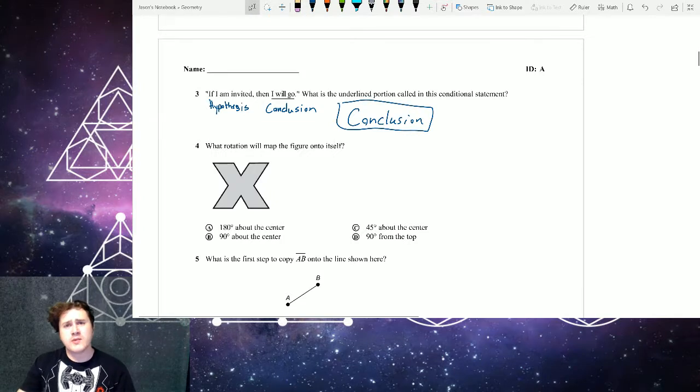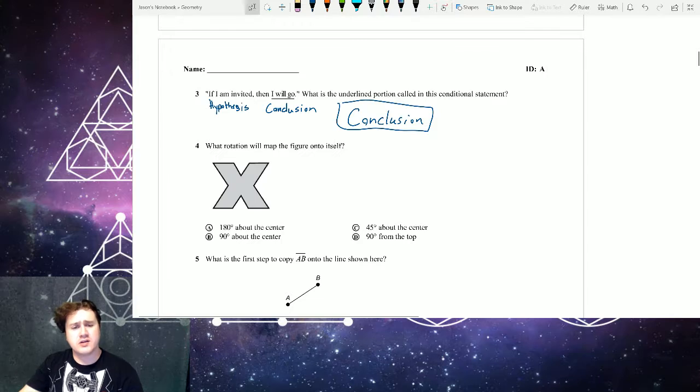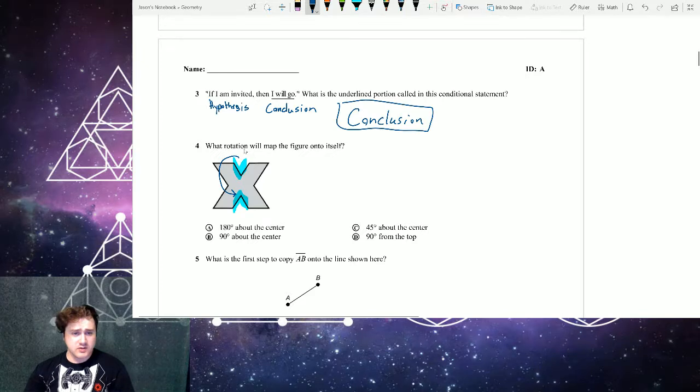Moving on to number 4, it says what rotation will map the figure onto itself. With this one, you have to look carefully at the problem. Notice that this doesn't match up very well with the side here, but it does match up perfectly with the one on the bottom. So to get this side to meet the bottom, we have to turn it upside down. Turning it upside down is a 180 degree rotation. So we are going to take this and do a 180-degree rotation from the center.